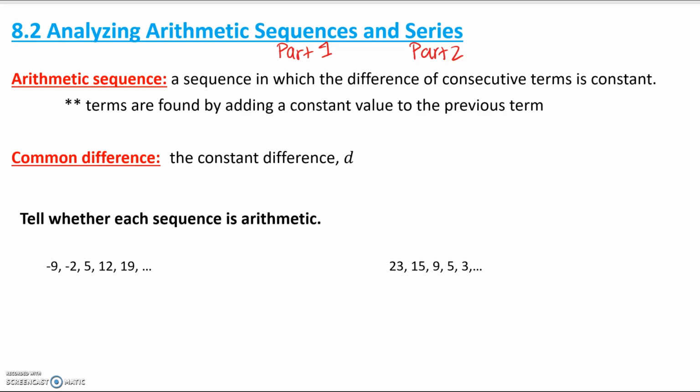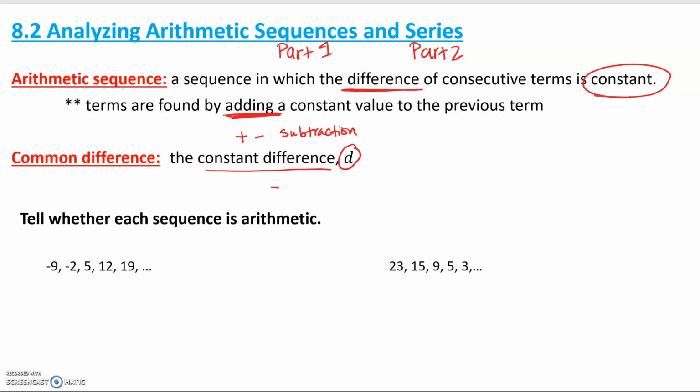An arithmetic sequence is a sequence in which the difference of the consecutive terms is constant. So think about constant rate of change, what's happening each time. These terms are found by adding a constant value to the previous term. So we might be adding a positive number or we might be adding a negative number. So remember, if I'm adding a negative, it might look like subtraction. So if I'm subtracting by the same thing, that would be like adding a negative number. That common difference is the constant that is happening each time.